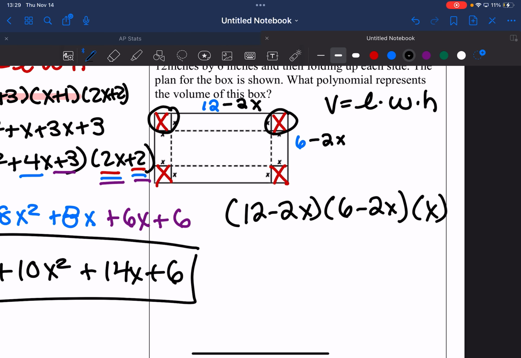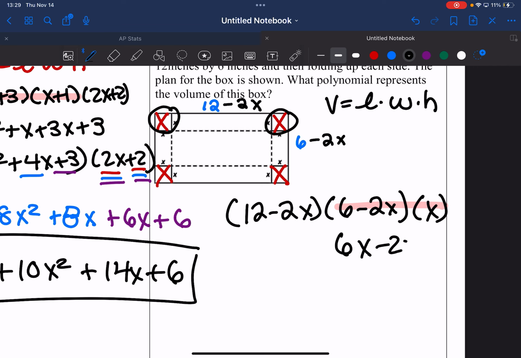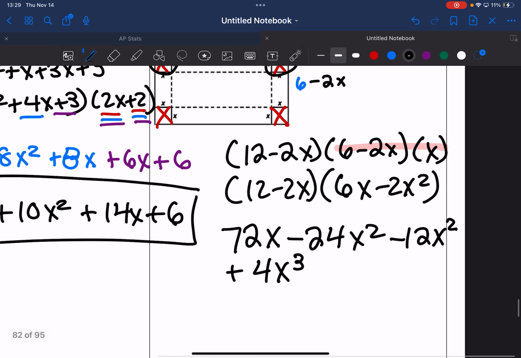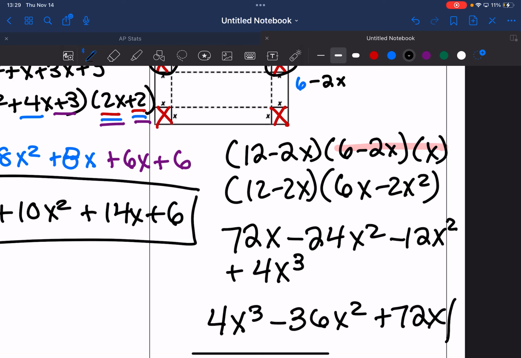Then I multiply, and I'm going to first multiply these two together. So this gives me 6x minus 2x squared, and then I bring down 12 minus 2x, and then I FOIL, just like normal. So I have 72x minus 24x squared minus 12x squared plus 4x cubed. And then I have to write this in standard form, so 4x cubed minus 36x squared plus 72x. That's my answer.